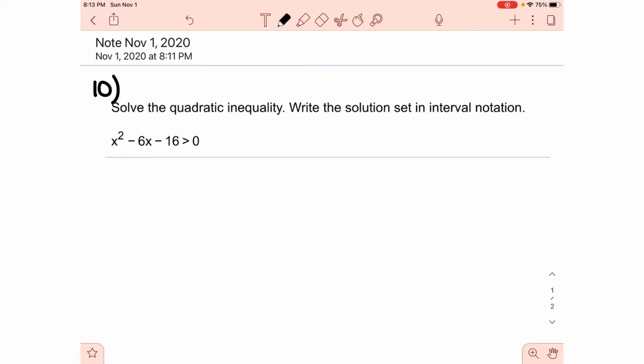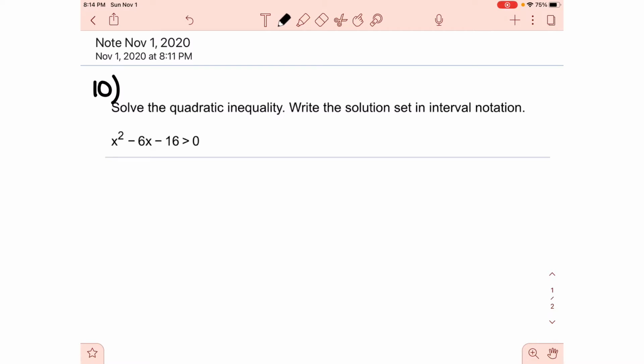Hey guys, so I said I would make a video and I wanted to stick to that. So this is me just going over some of your homework problems from our lesson on quadratic inequalities.